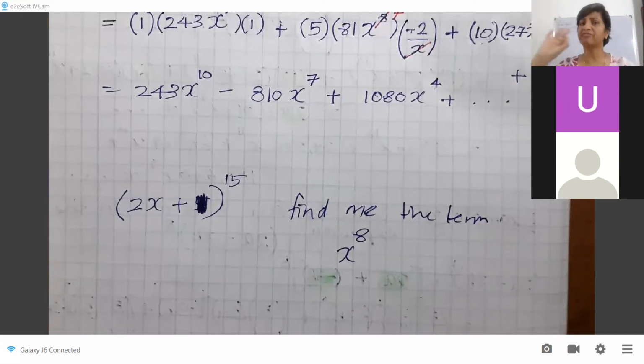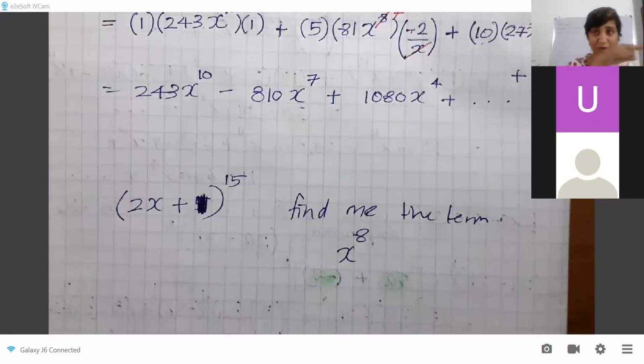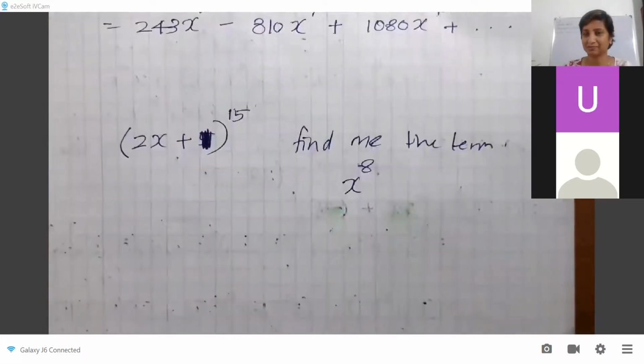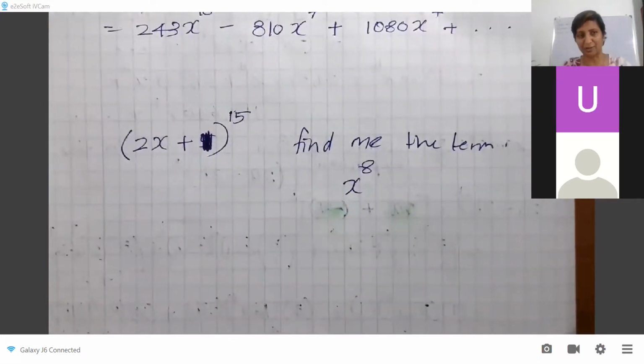Can you only find me the term out of these 16 terms, the term that will have x to the power of 8 in it? How do you do that? Do you have to get the whole expansion and see which term has x to the power of 8? Or can we be very smart and exactly find that term in this expansion? I'm just throwing it at you as a problem for you to think.